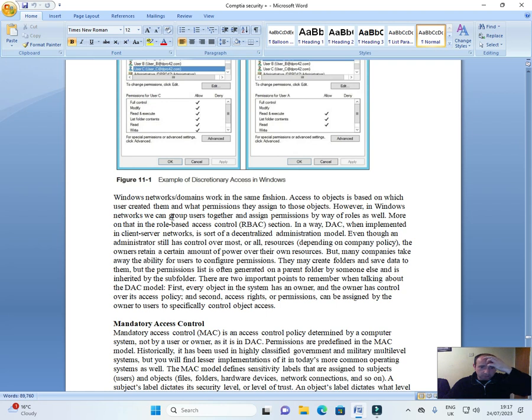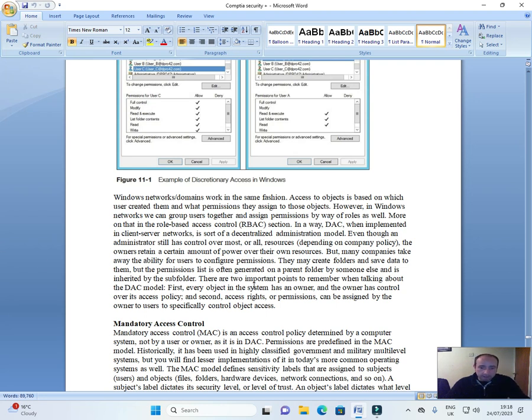Access to objects is based on which user created them and what permissions they assign to those objects. However, in Windows networks, we can group users together and assign permissions by way of roles as well. More on that in the role-based access control, RBAC section. In a way, DAC, when implemented in client-server networks, is a sort of decentralized administration model. Even though an administrator still has control over most or all resources, depending on company policy, the owners retain a certain amount of power over their own resources, but many companies take away the ability for users to configure the permissions. They may create folders and save data to them, but the permissions list is often generated on a parent folder by someone else and is inherited by the subfolder.